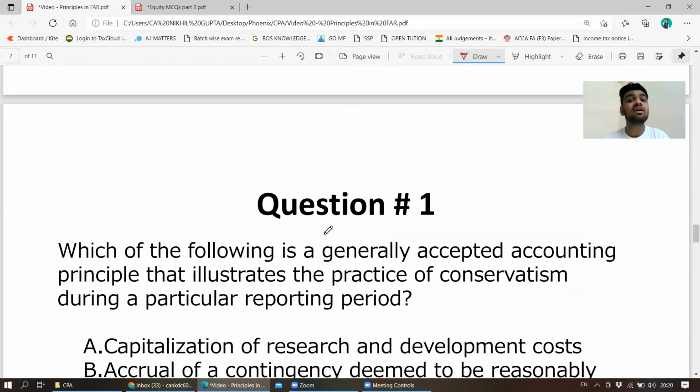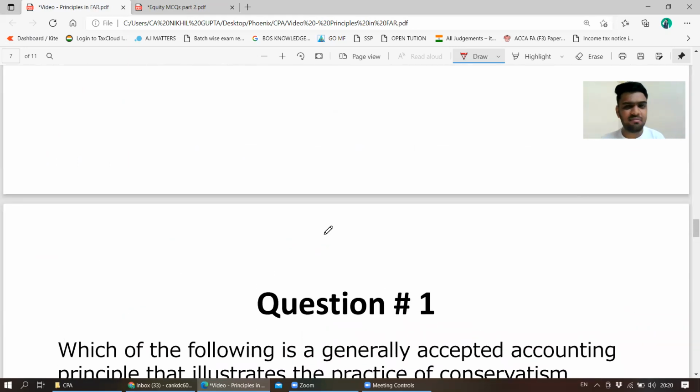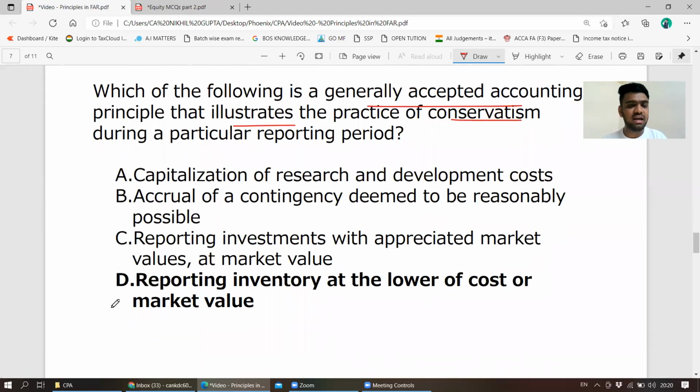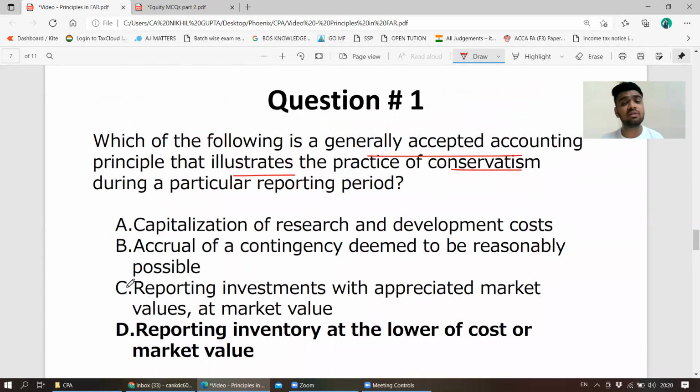And we are now moving to the practice questions for the same. Let's just connect and discuss it quickly. Friends, the following generally accepted principle illustrates the practice of conservatism. For your better understanding, I have already bifurcated the answer over here. What example is connected to conservatism? When I talk about inventory value, the cost or market value, whichever is lower, that is following conservatism, and your answer is option D.